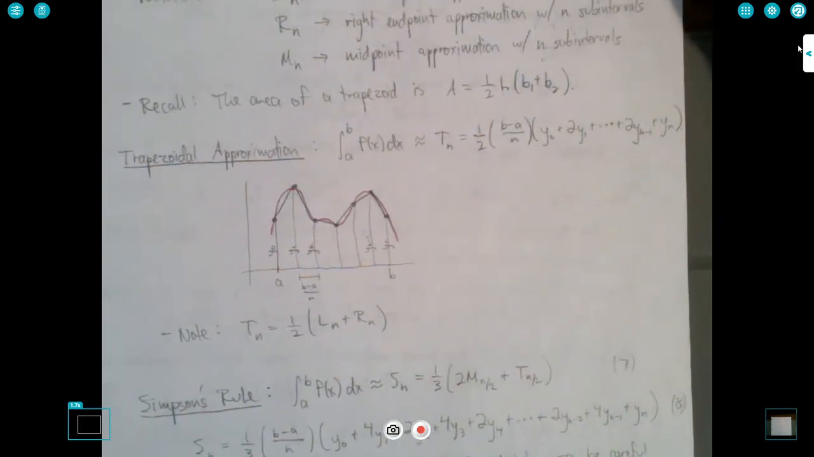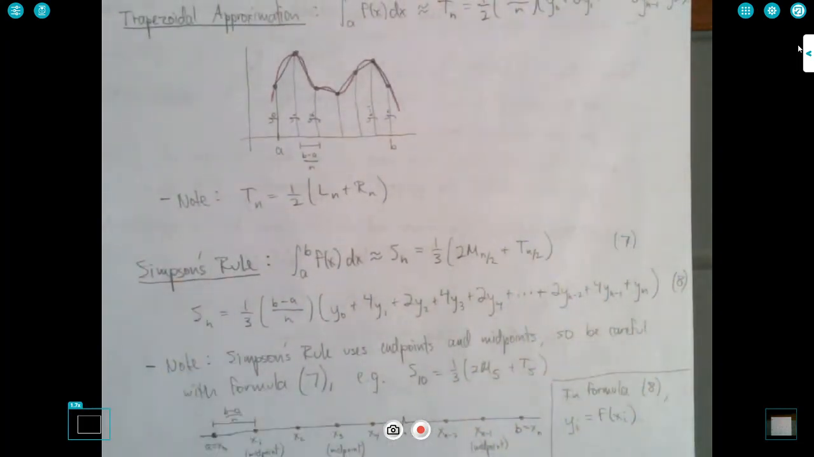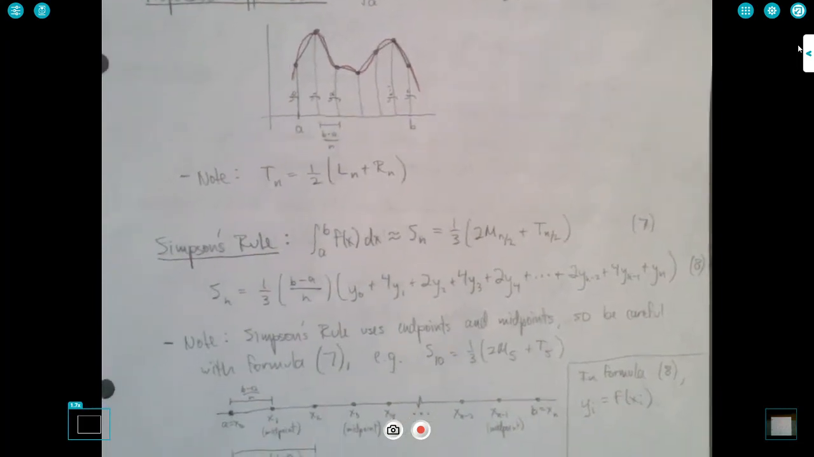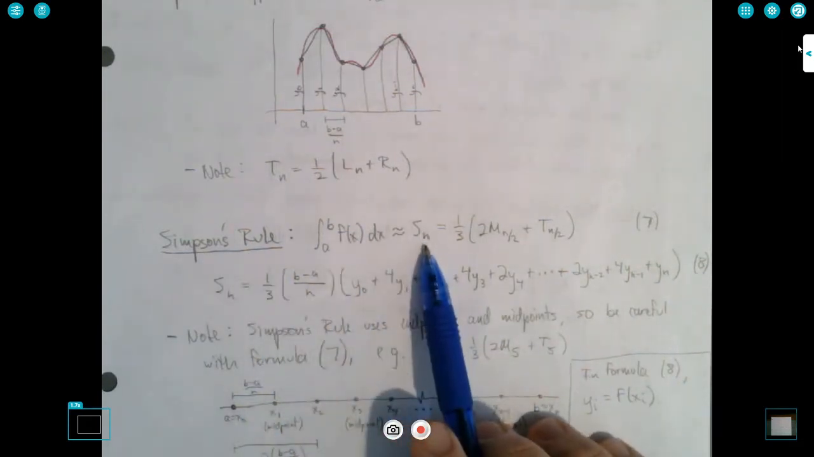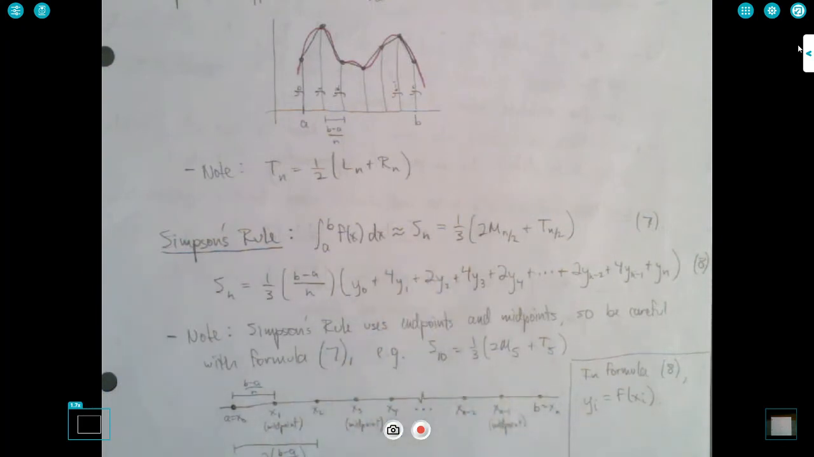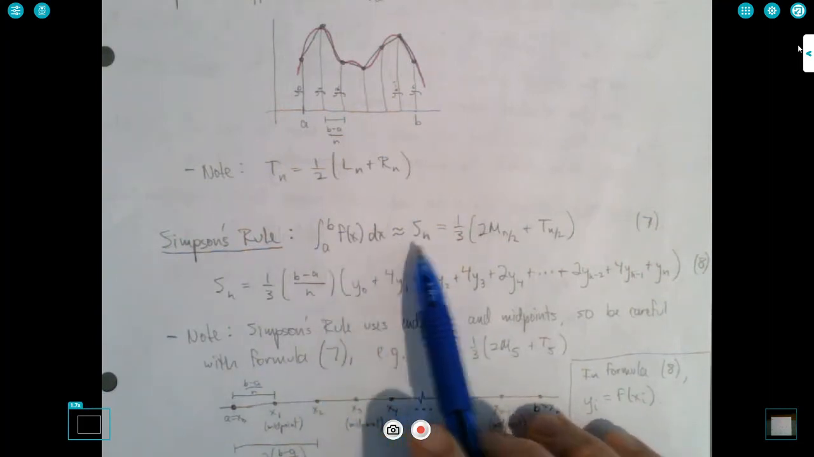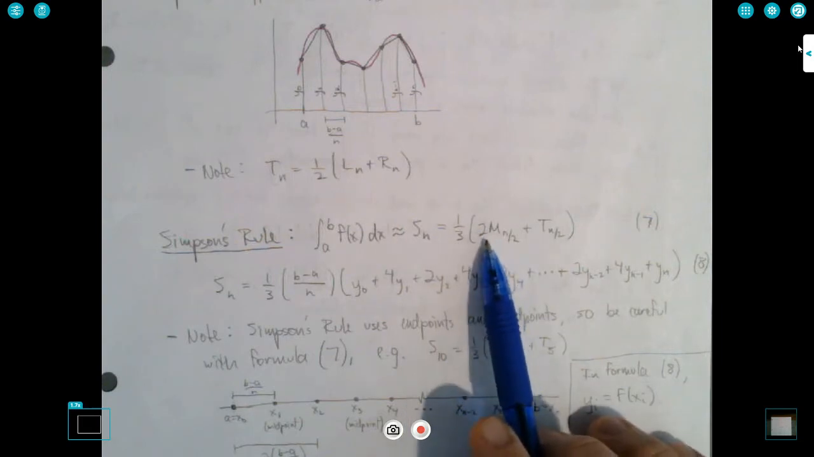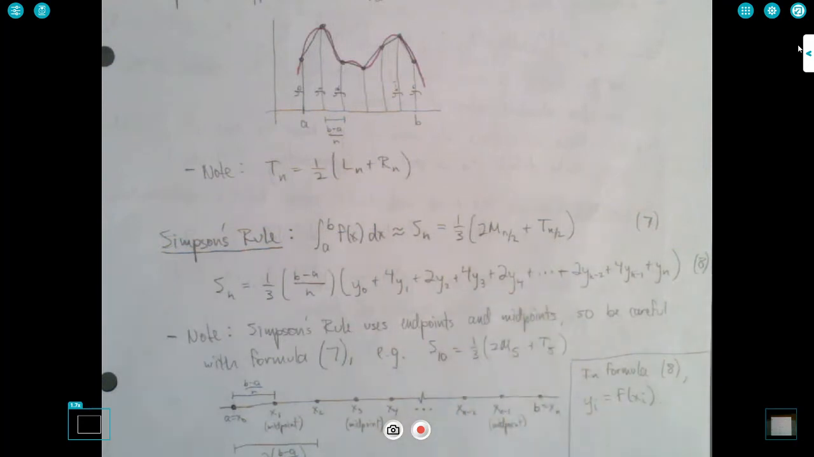Okay, but let me give you the other approximation that I want to go over in this section, and it's called Simpson's rule. Simpson's rule is kind of crazy, and by the way, if you're interested in seeing the derivation of this formula and all of that, you're welcome to read the textbook. I'm just going to give you the results. But Simpson's rule, we're going to denote the Simpson's rule approximation by S sub n. And Simpson's rule says that we can approximate this integral by doing 1/3 times 2 times the midpoint approximation plus the trapezoidal approximation.